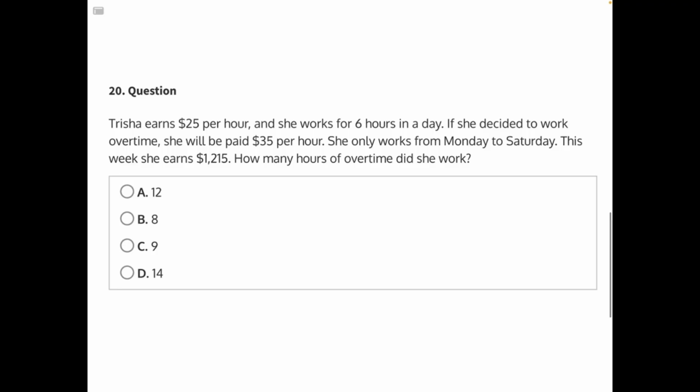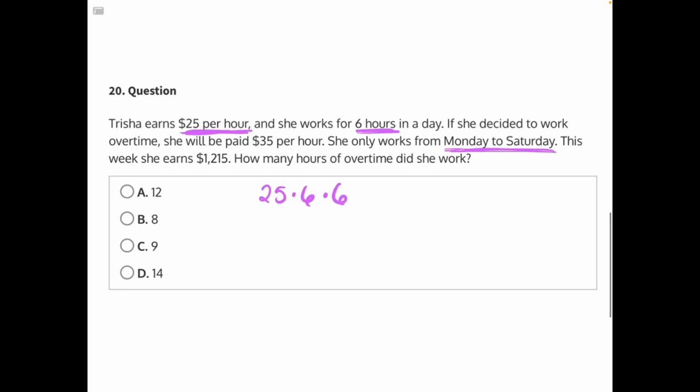Let's see if we can convert all of this information into an equation for us to solve for our unknown, our hours of overtime. Let's start with $25 per hour, working 6 hours. To find the total money she made there, we would need to multiply 25 by 6. She worked 6 days out of a 7-day week, Monday to Saturday. So we can multiply that by another 6 to find out how much money she made in the week without overtime.